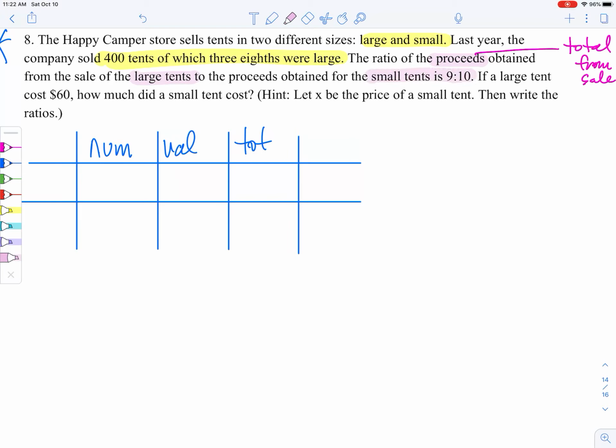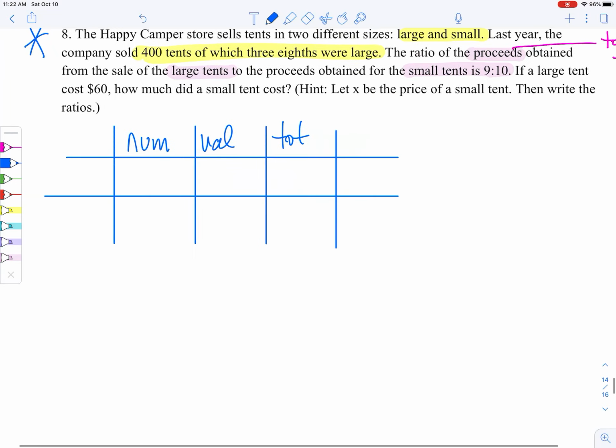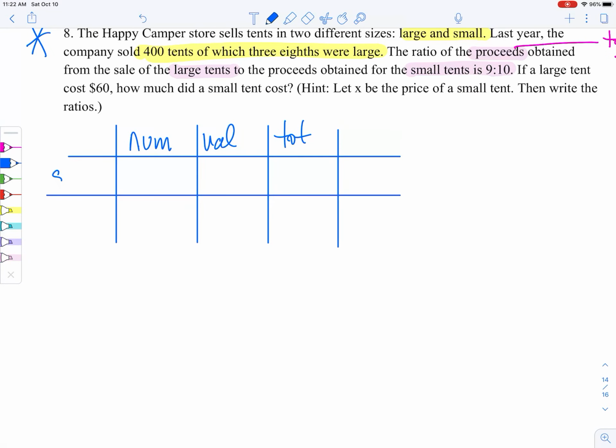And then it straight up tells us what a large tent costs, and they want us to find out what a small tent costs. So I'm doing number value total, and I'm going to have small tents, not tent, and then large tent. We're trying to find the value of the small tent. The large tent, it told us cost $60. The number of them, up here it gave us that information.